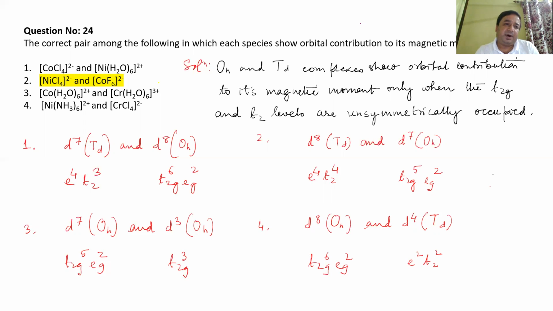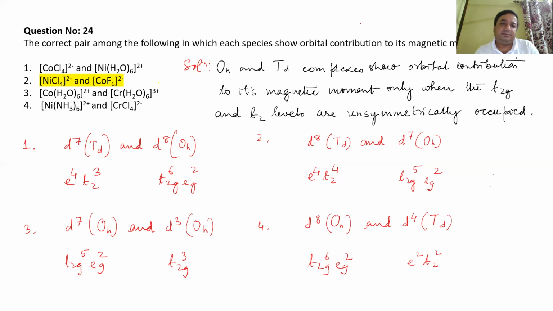So the first option, it is [CoCl4]2-, obviously oxidation state of cobalt will be 2, that means it is a d7 in a tetrahedral field. What we will say, it is e^4 t2^3. You can even draw the energy levels and then fill up the electrons and then find the electronic configuration, it will just take much more time.